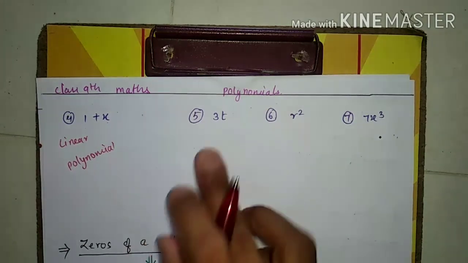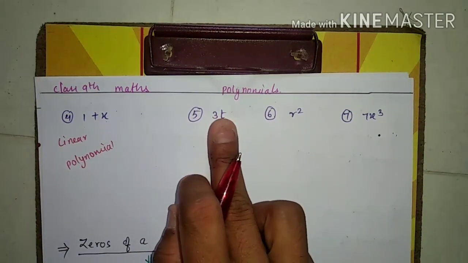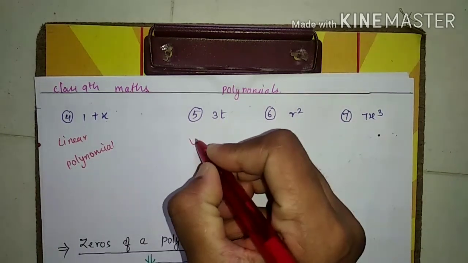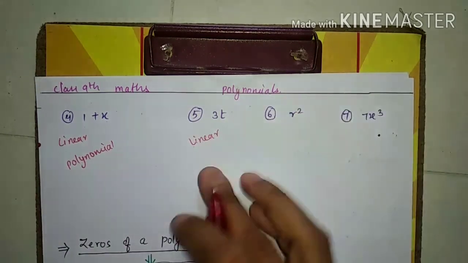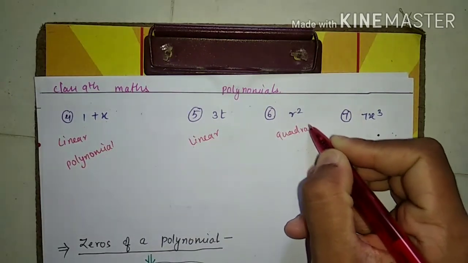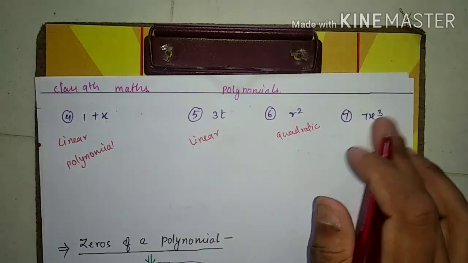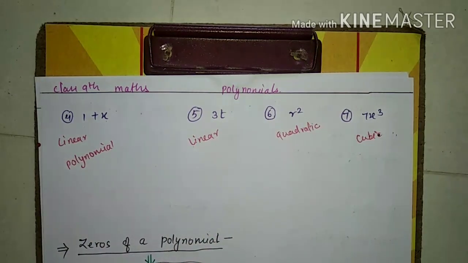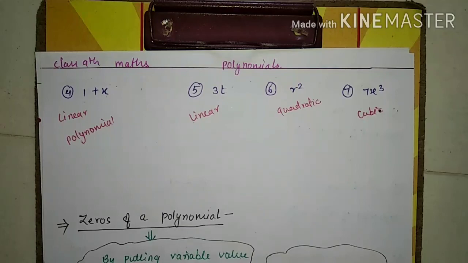Correct. Next, 3t. Again, it has power 1 because nothing is mentioned, it means it has a 1. Again, it is linear. R square, quadratic. 7x cube, cubic. I think you already know all these questions because by reading the question you are getting the answer. That's it for today. The next video will be zeros of polynomial. Thank you.